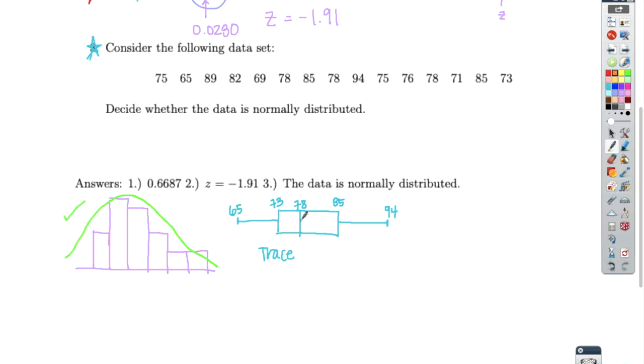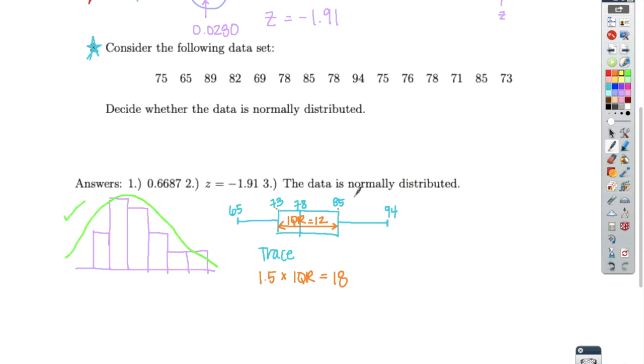Now, one of the really important numbers that we're going to use when we're checking for outliers is the interquartile range, which is just the length of this box. It's also the third quartile minus the first quartile. So 85 minus 73 is 12. And now I'm going to do 1.5 times the interquartile range, so 1.5 times 12, which is 18.